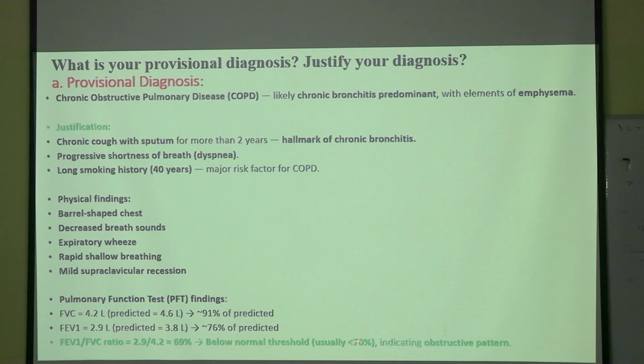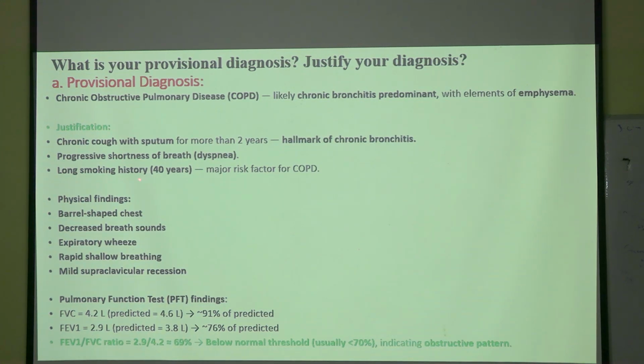So which one is normal? It is normal, that is 70%. So here it is around 69%, that is less than 70%. This ratio, here the percentage is 69%, which does not meet the threshold value, it is less than the threshold value. So it indicates the obstructive pattern.